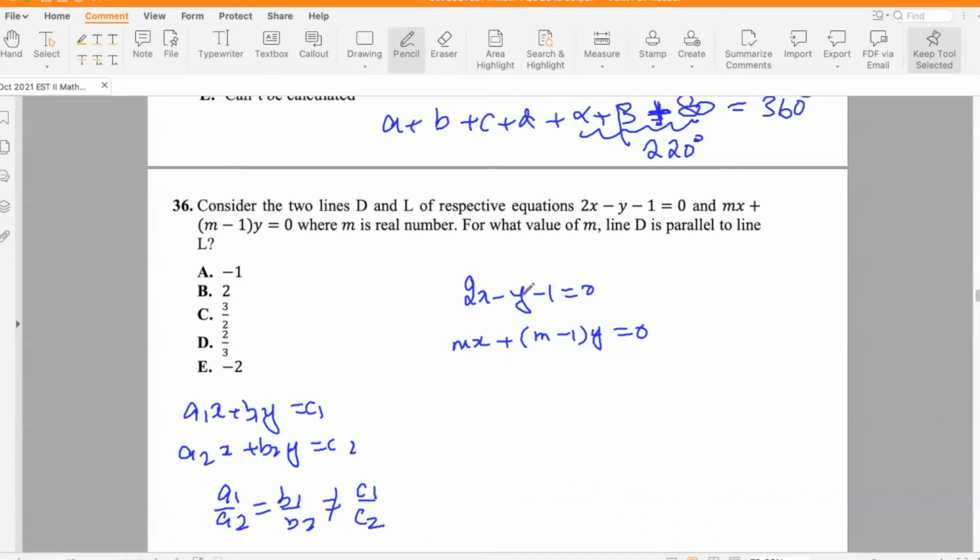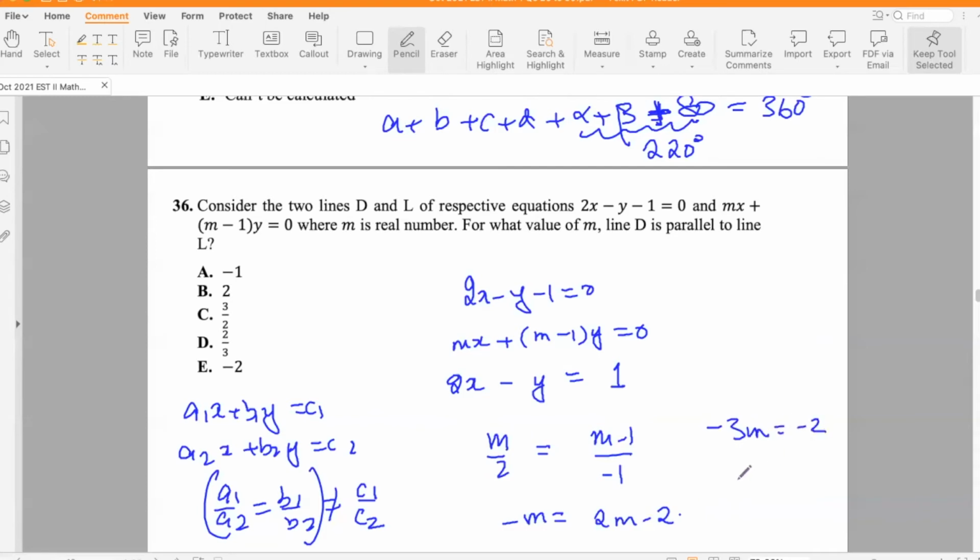So here we know that the first equation is effectively 2x minus y is 1. So we can simply work with the a1 by a2 and b1 by b2. So m by 2 should be equal to m minus 1 by minus 1. So then I get minus m is 2m minus 2. So minus 3m is minus 2. So m is 2 by 3. So D.